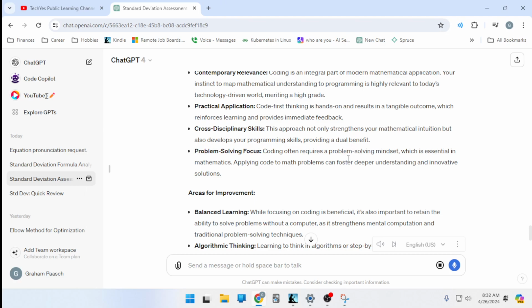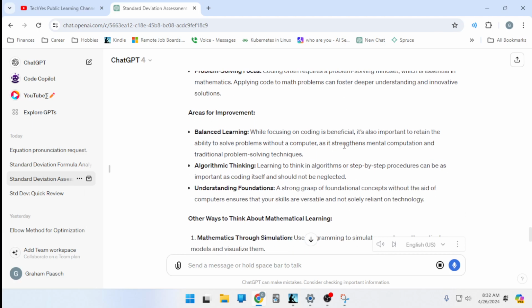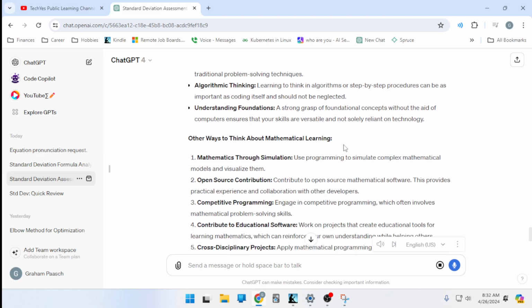Areas for improvement. Balanced learning. While focusing on coding is beneficial, it's also important to retain the ability to solve problems without a computer, as it strengthens mental computation and traditional problem-solving techniques. Algorithmic thinking. Learning to think in algorithms or step-by-step procedures can be as important as coding itself and should not be neglected. Understanding foundations. A strong grasp of foundational concepts without the aid of computers ensures that your skills are versatile and not solely reliant on technology.